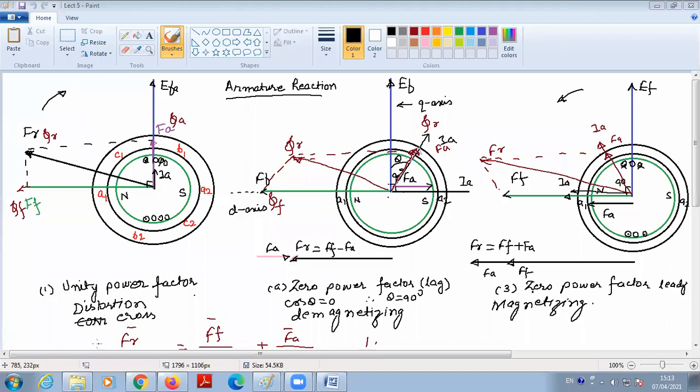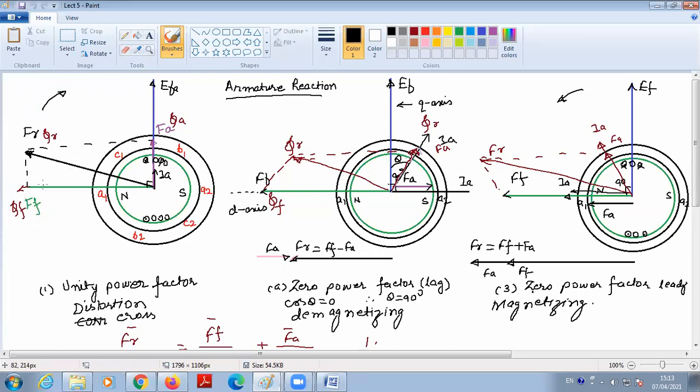So we will consider three cases. One is the unity power factor, second is the zero power factor lagging, and third is the zero power factor leading. Just as a review, so I will take it very quickly. This is your armature. It consists of three phase winding, and this is a two pole rotor. The winding is carried out in such a way that it will produce the magnetic flux in the left direction, which is shown by FF, the field MMF. FF is there, and you can represent it with the help of flux phi F.